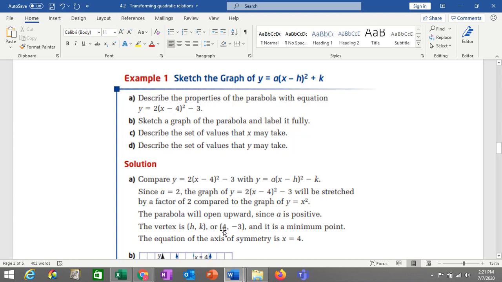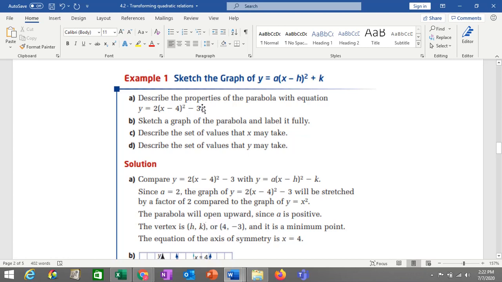So we have that there. If we have 4 and negative 3, 4 is how much every point has moved to the right, and negative 3 is how much every point has moved down. So if your vertex has moved 4 to the right and 3 down, and it starts normally at 0, 0, that will mean that this is the vertex. Okay, so your vertex is always at (h, k).